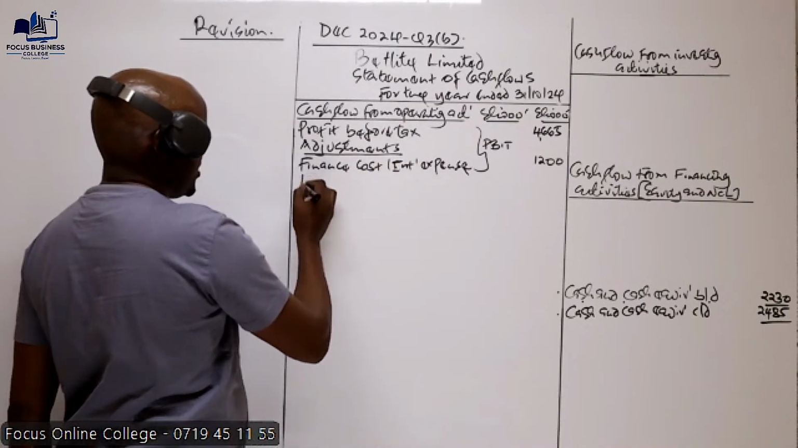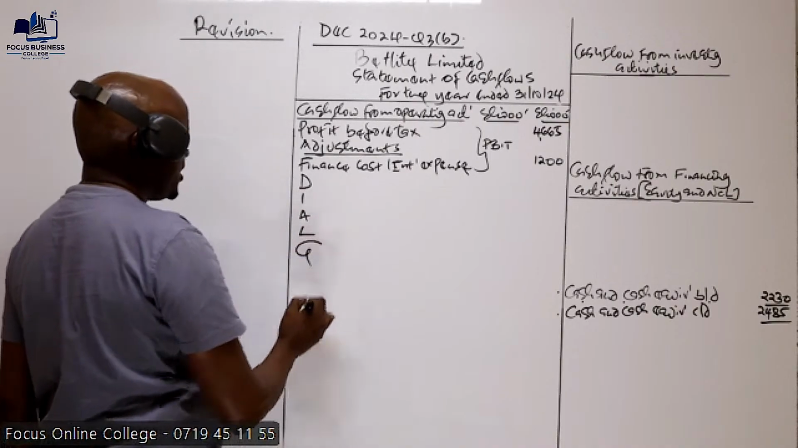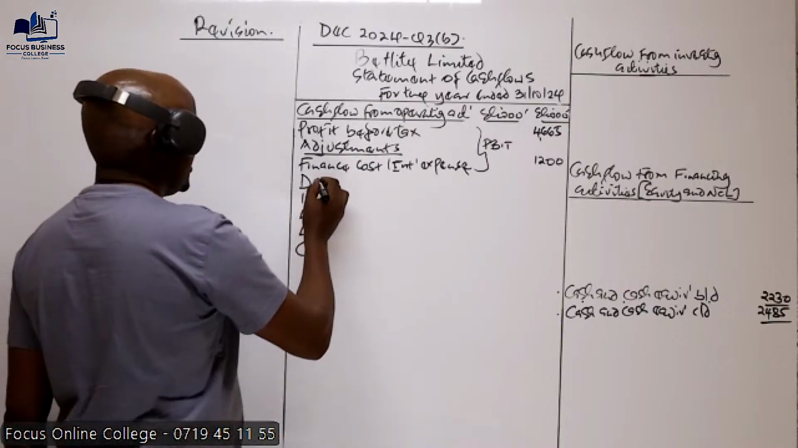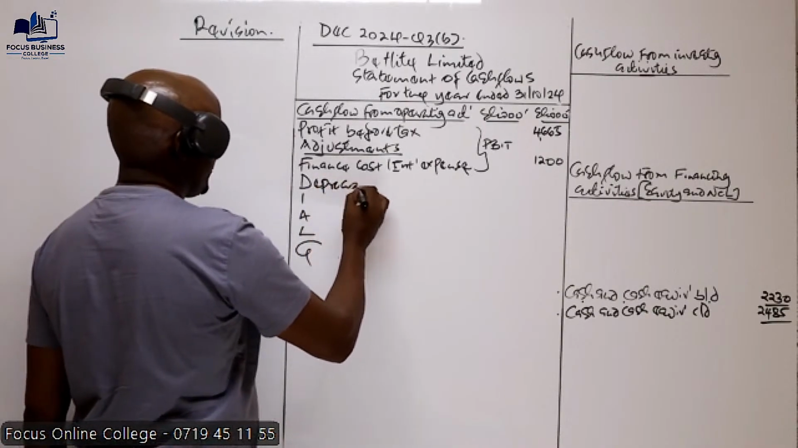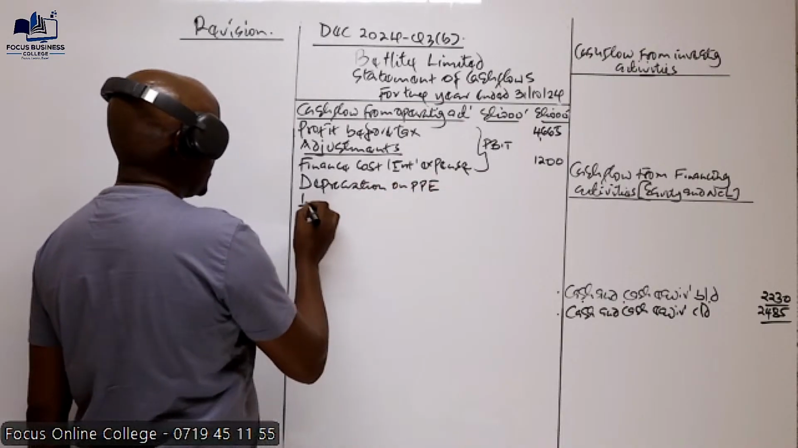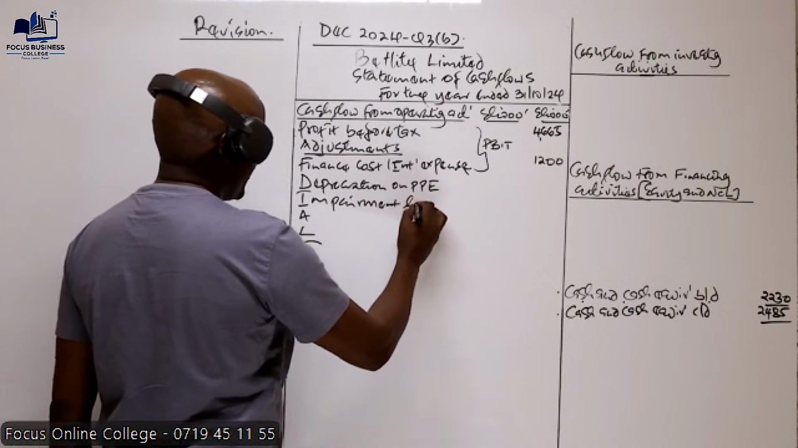And then this profit we said should be adjusted with a number of items. Number one, we adjust the profit with the non-cash items. Just recall that acronym, DIAL G. This D stands for depreciation on property, plant, and equipment. This I stands for impairment loss on goodwill.